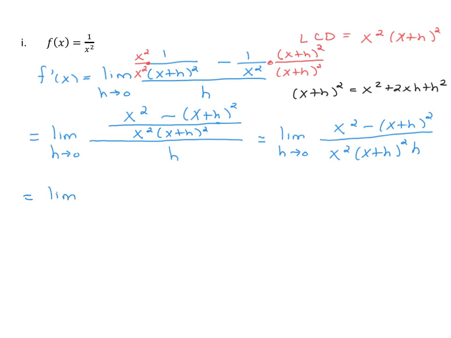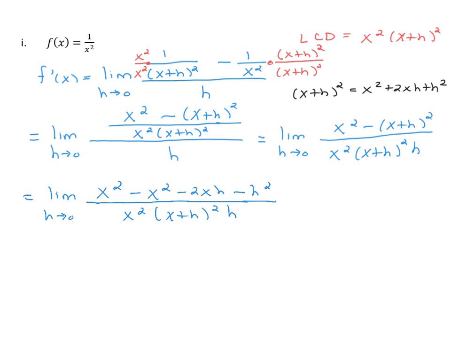This is the limit as h goes to 0 of, okay, we have x squared. Multiplying that negative gives us negative x squared minus 2xh minus h squared. And this is all divided by x squared times x plus h squared times h. Okay, what cancels? This x squared and this negative x squared. Actually, that's it. That is all that cancels.